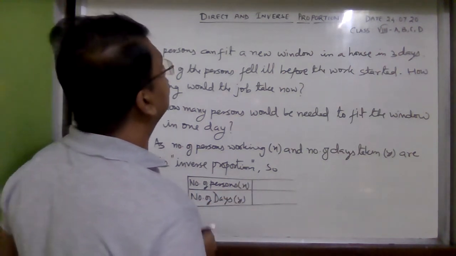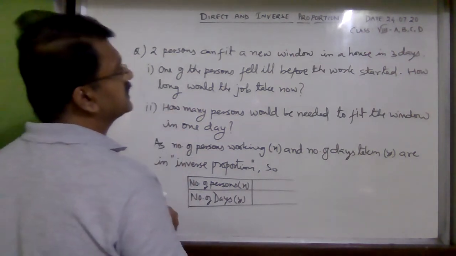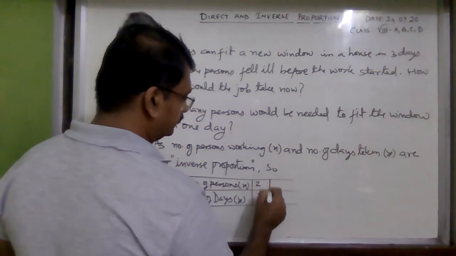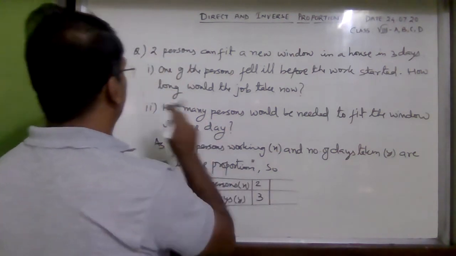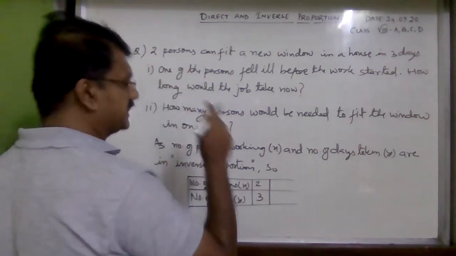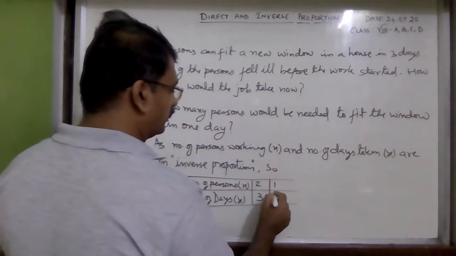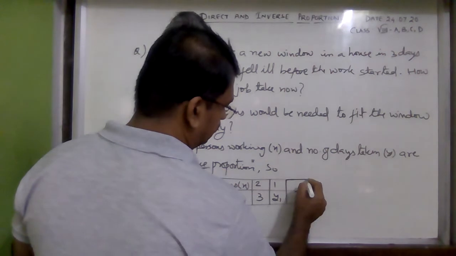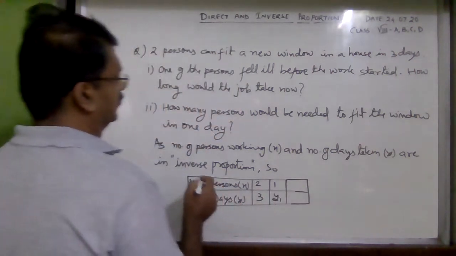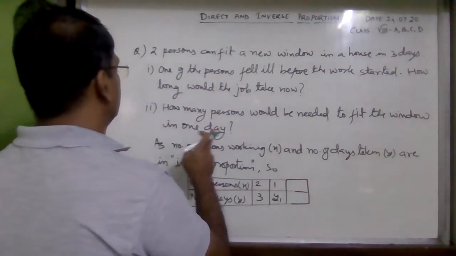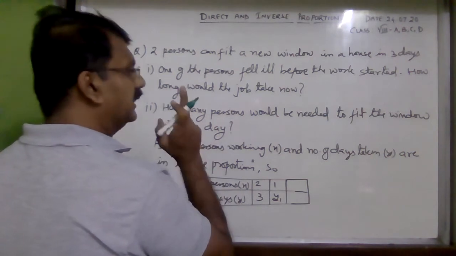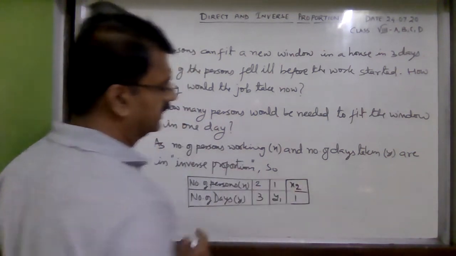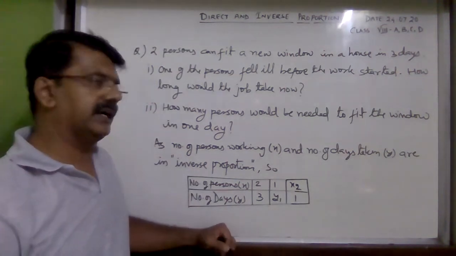Now see, initially 2 persons and they were taking 3 days. Now in the first part of the question only 1 person is left, so you have to find the number of days taken. And in the second part of the question, we have to complete the work in 1 day, so how many persons are needed? So you write down x2 for that.